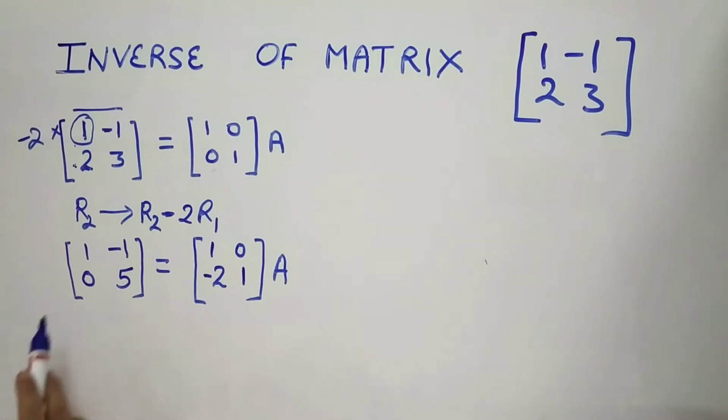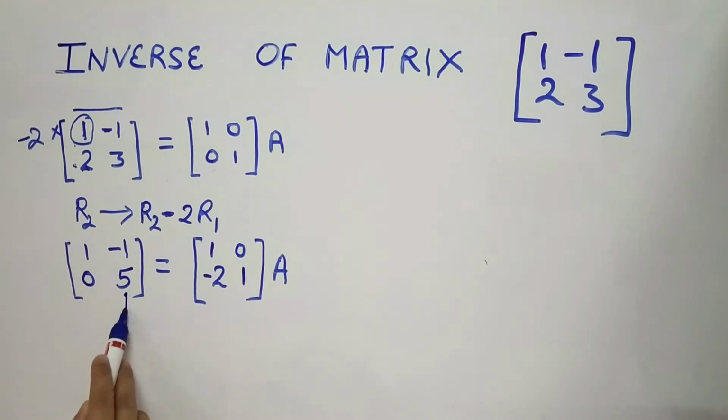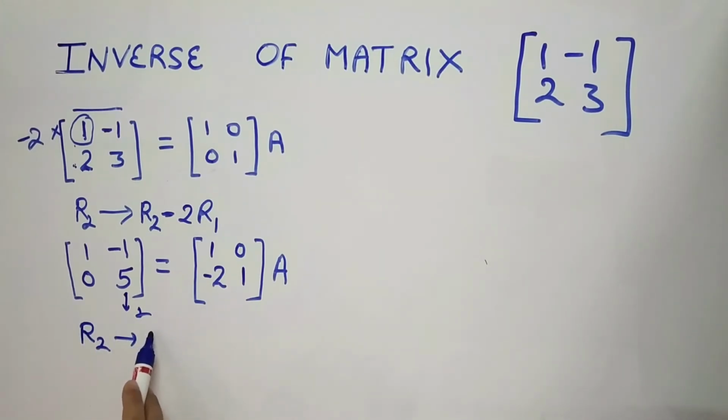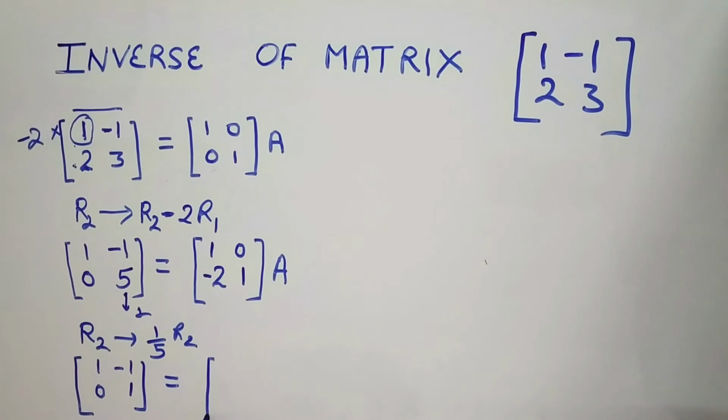Now the next thing: here we got 1, and here we need this thing to be 1. For making this 1, what can be done? Simply divide this second row by 5. So R2 can be written as 1 by 5 R2. Now on the left side we'll get 1, minus 1, 0, 1. On the right side, this one is a little bit easier than the previous one. There will be 2 by 5, and here it will be 1 by 5. Simply you have to divide the second row by 5. So up to this I think it's clear.